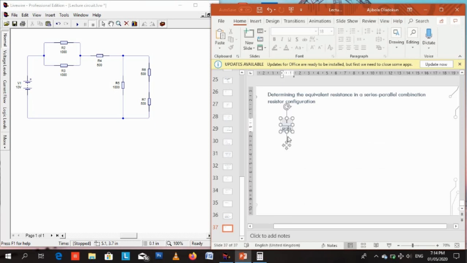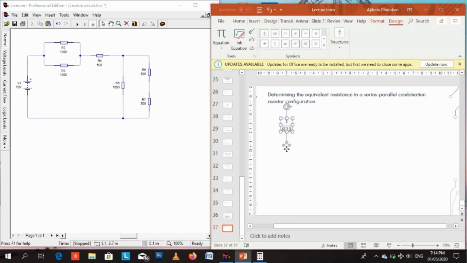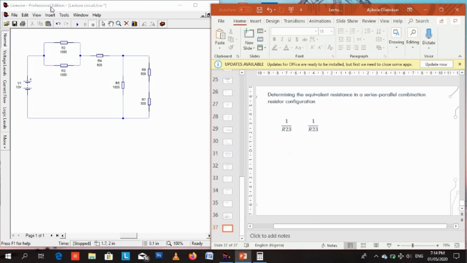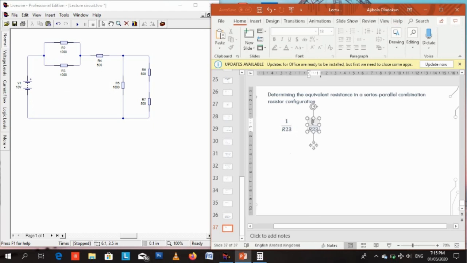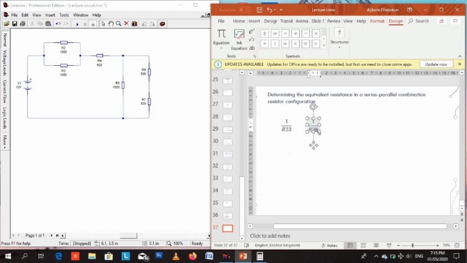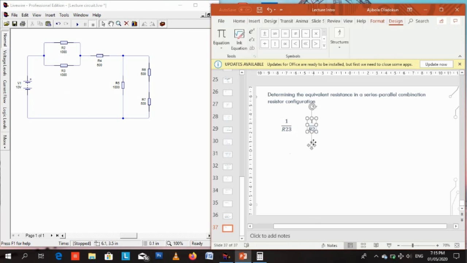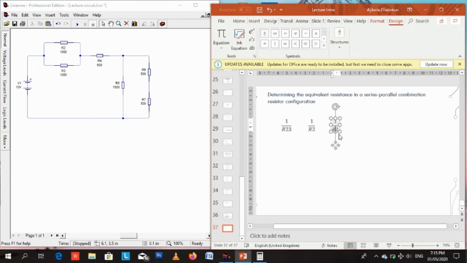Since R2 and R3 are in parallel, we can call the equivalent resistance of just those two R23. So R23 is the total resistance of R2 and R3 alone in parallel. So 1 over R23 equals 1 over R2 plus 1 over R3.